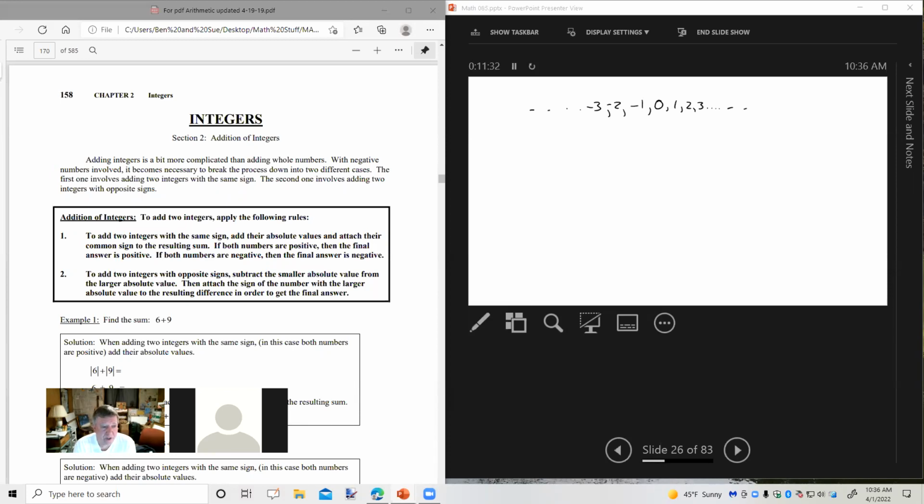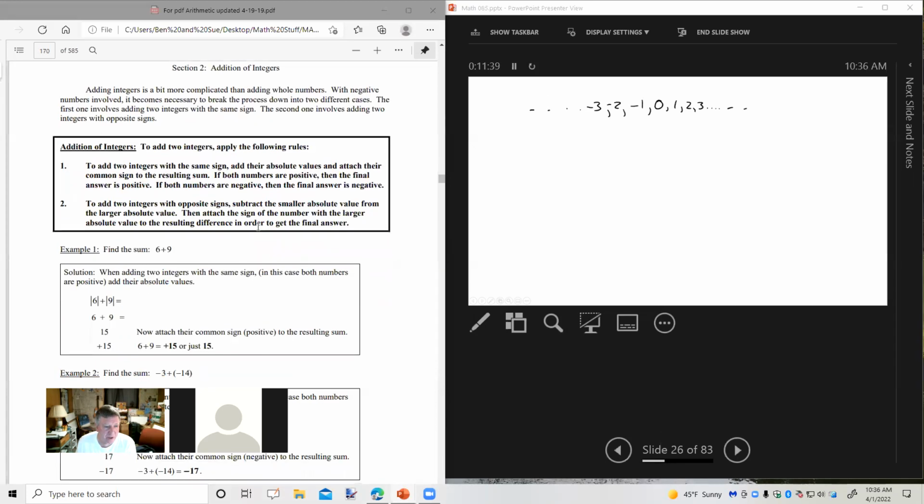The first operation we're going to look at is addition of integers. And again, I put the box here with a description. Don't panic if you don't get it all written down. You can refer back to it later, but I'm going to do a bunch of examples. It says to add two integers, apply the following rules. Now, there are two cases. The first case: to add two integers with the same sign. So let's say we've got -4 plus -3.